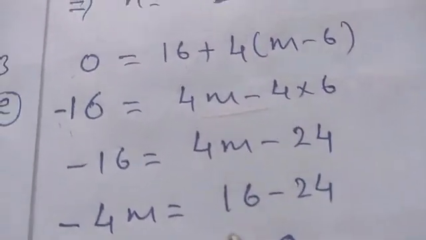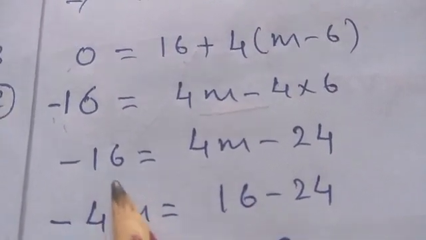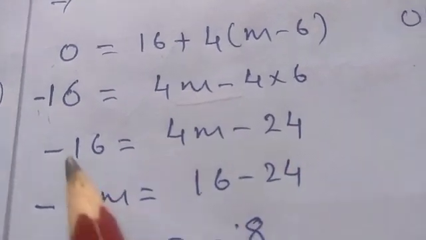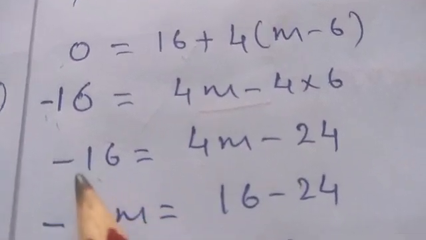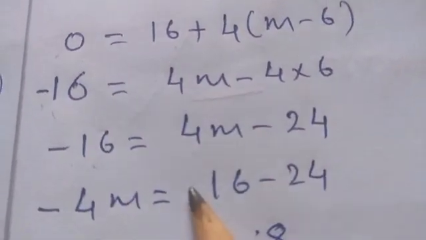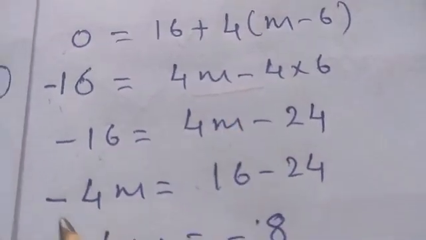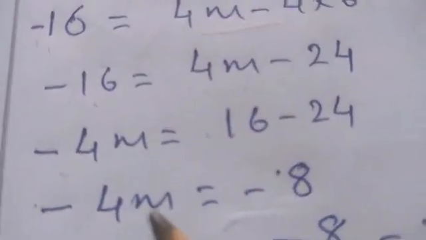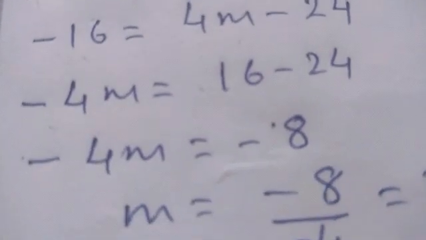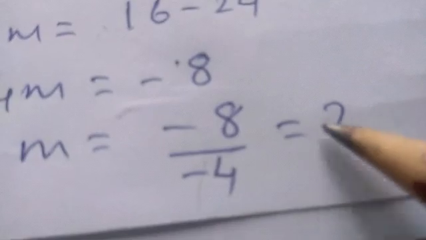Now in the next step, what can we do? We can bring the like terms together. In this case, minus 16 and minus 24 both are constants. So we can bring these two terms together, and 4m we can separate. So what I did, minus 16 I brought it here, it became plus 16. Correct? And this 4m I took this side, it became minus 4m. Correct? Because this is plus 4m. So therefore m will be minus 8 by minus 4. Correct? So the minus minus cancels, so the answer will be plus 2.